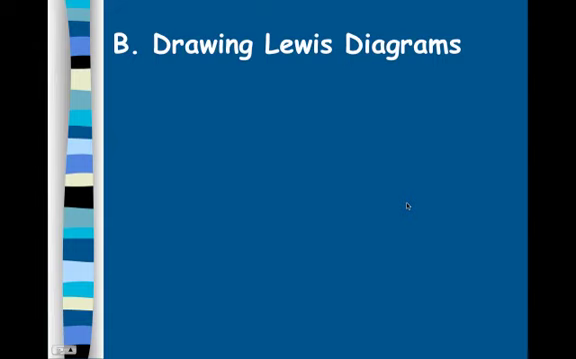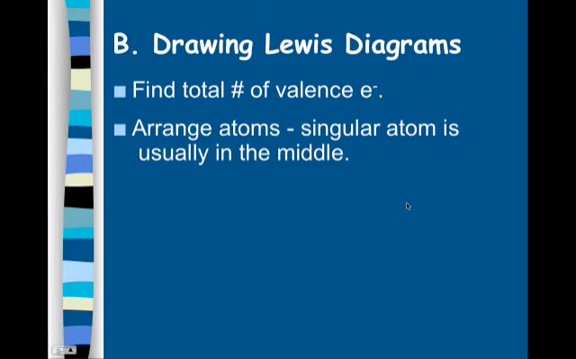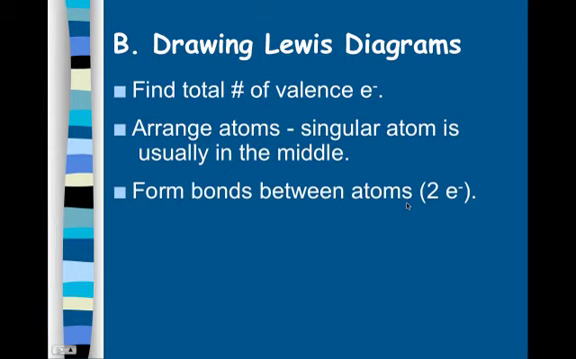So let's talk about drawing Lewis diagrams. We have several rules we need to talk about. The first one is to find the total number of valence electrons. How do we determine the number of valence electrons? Well, we look at the element's position on the periodic table, depending on which group it's in. Groups 1, 2, 13, 14, 15, 16, 17 tell us how many valence electrons we have. Then we must arrange the atoms in a logical sense. The single atom, the one that's by itself, is usually in the middle. Or the least electronegative atom is usually going to be in the middle. Usually.